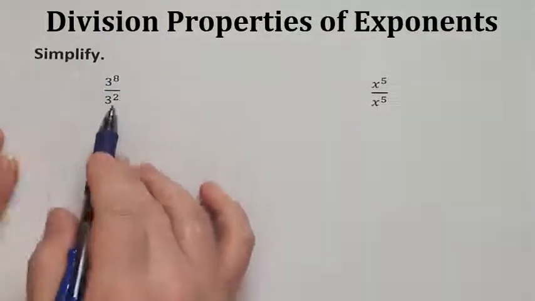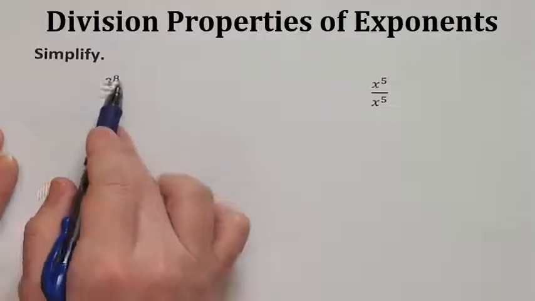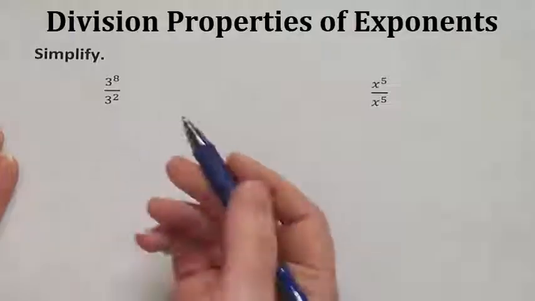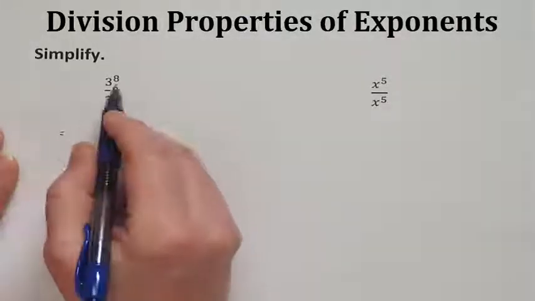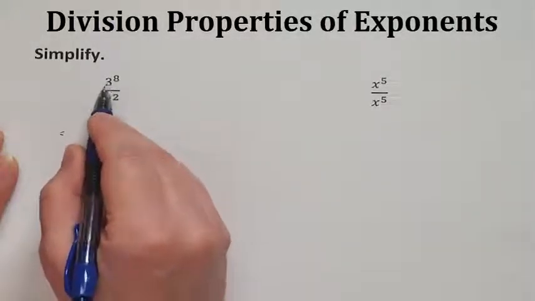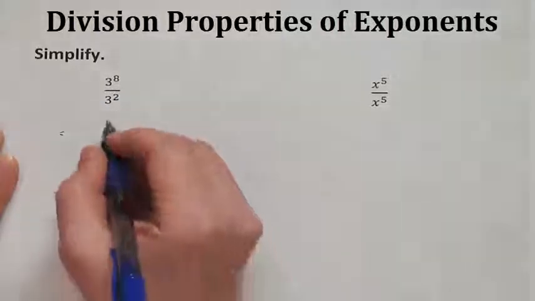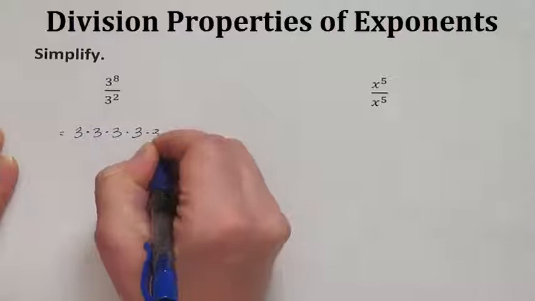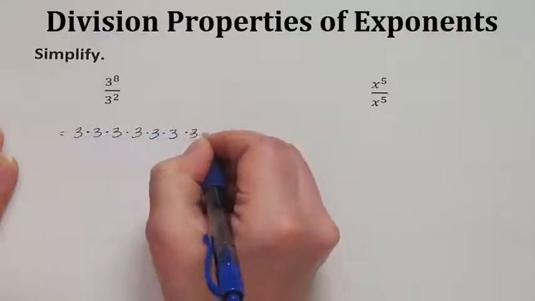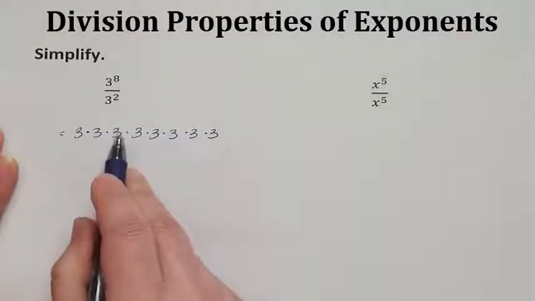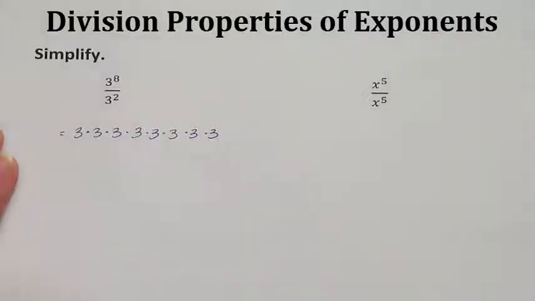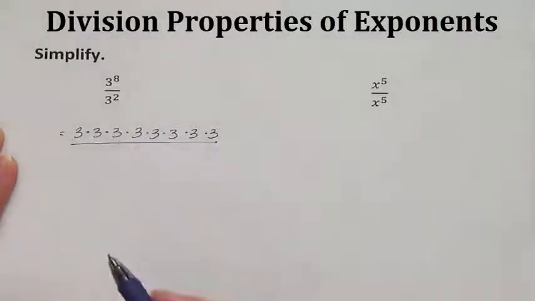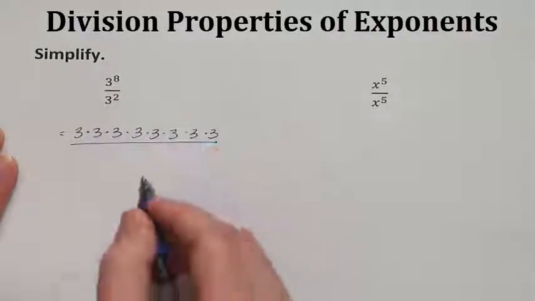So we're asked to simplify this fraction. I can see that the numerator is 3 to the 8th power. Using my semester 1 skills, I know what 3 to the 8th power means. So that means this top has 3 multiplied together 8 times. So 1, 2, 3, 4, 5, 6, 7, 8. Yes, it's a fraction, so I need a fraction line. The denominator has 3 to the 2nd power, which means 3 is multiplied together 2 times.